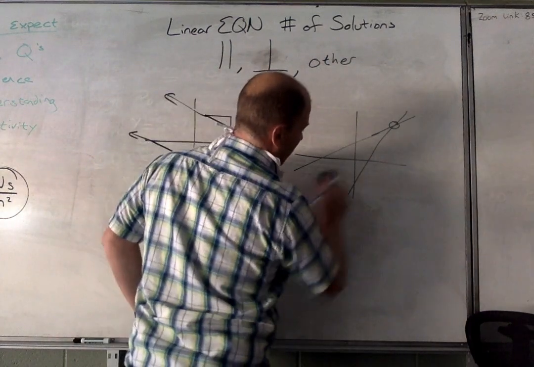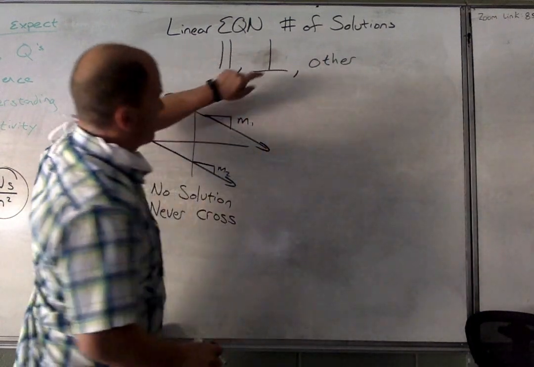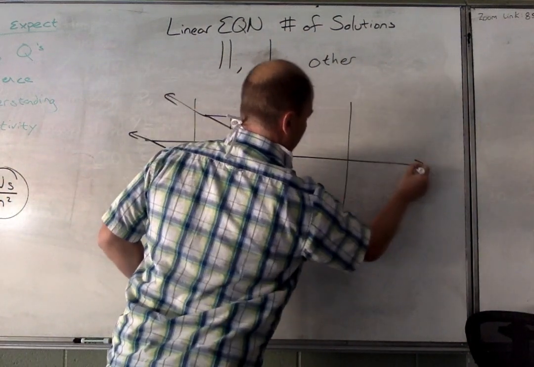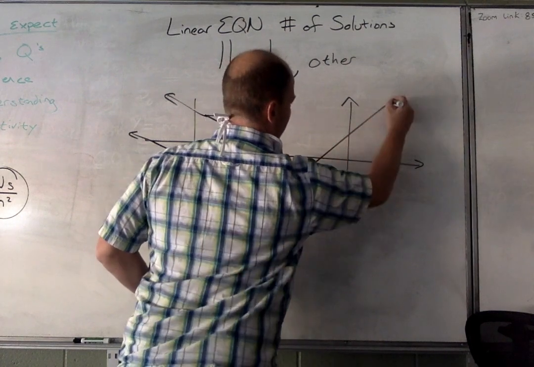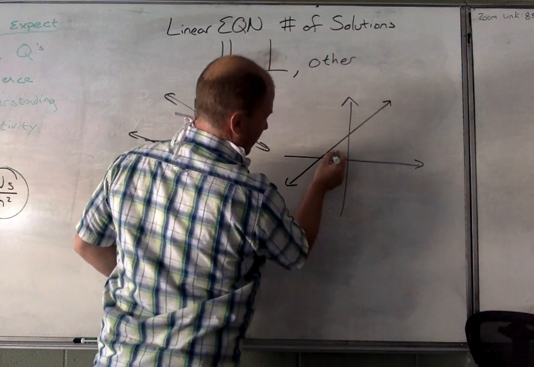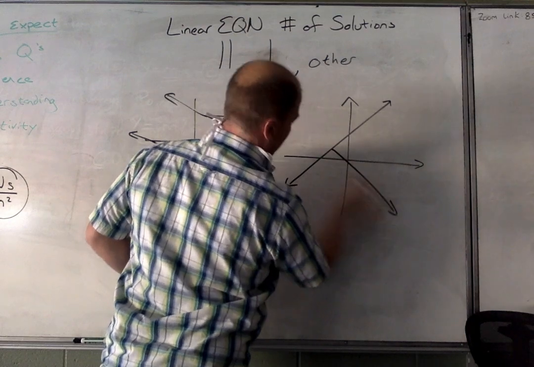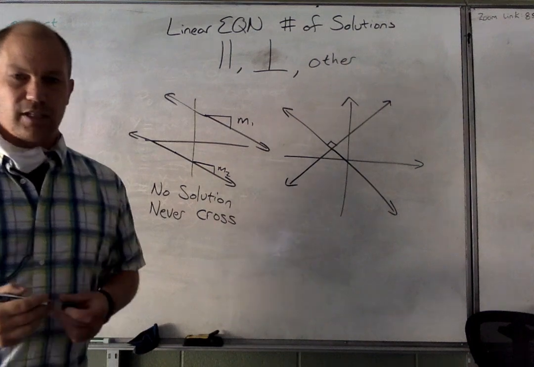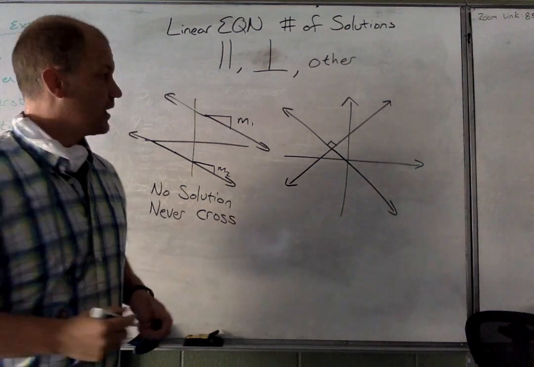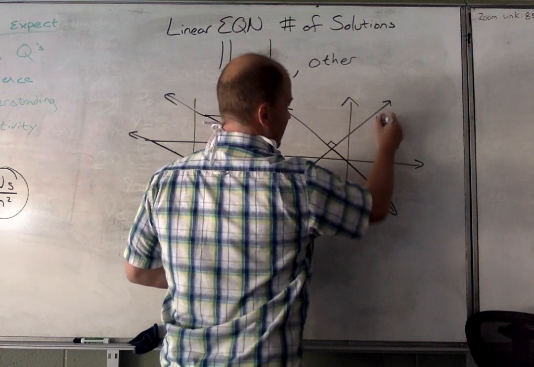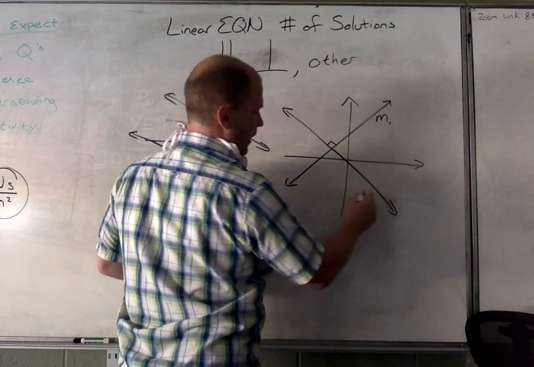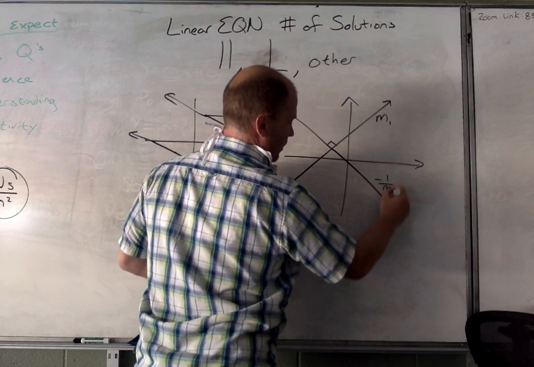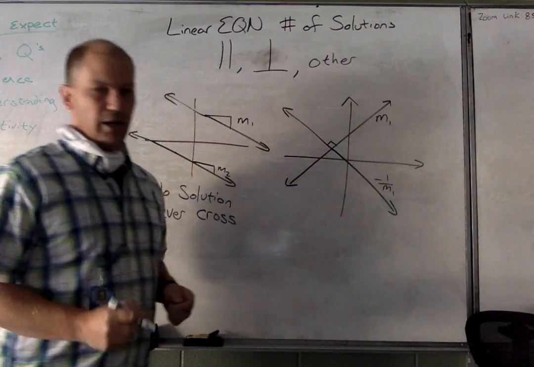I do want to talk about one specific type of one solution, and that's perpendicular. If we have two lines, two slopes, let's draw one like this, one line that goes like that, and the other one, I'm going to do my best to make it be perpendicular. So perpendicular means that they cross at 90 degrees. If we have two lines that cross at 90 degrees, what we can say is that M1 is going to be the negative reciprocal of the other line.